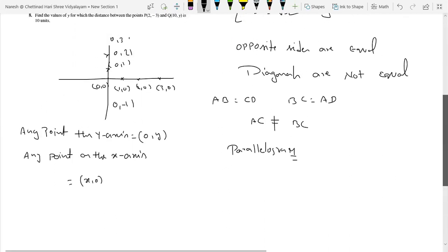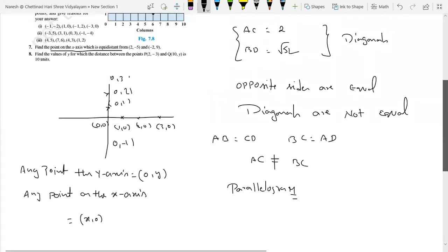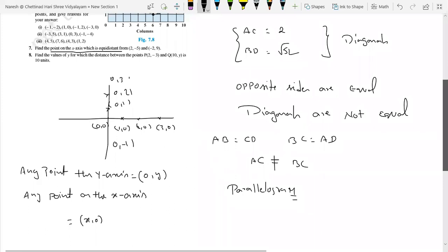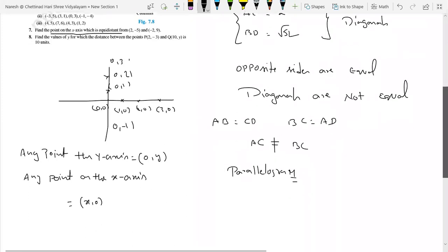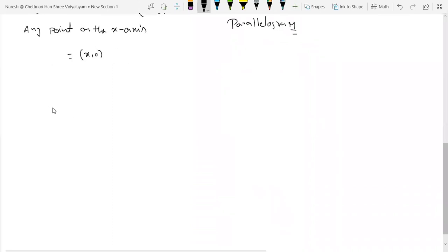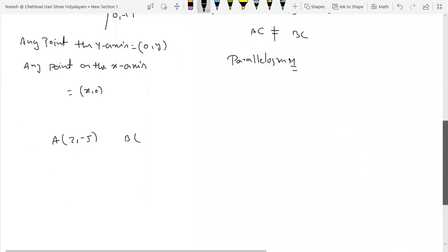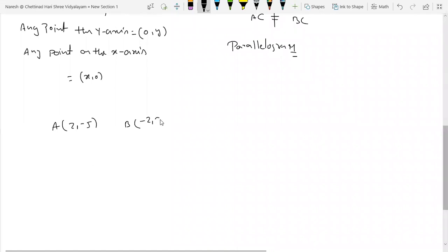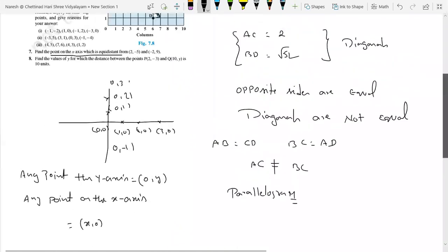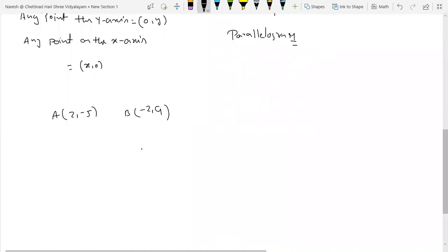So we have to calculate the point which is equidistant from (2, -5) and (-2, 9). Suppose the given points are A (2, -5) and B (-2, 9). I'm taking a point P (x, 0) which is equidistant from A and B, so AP is equal to PB.